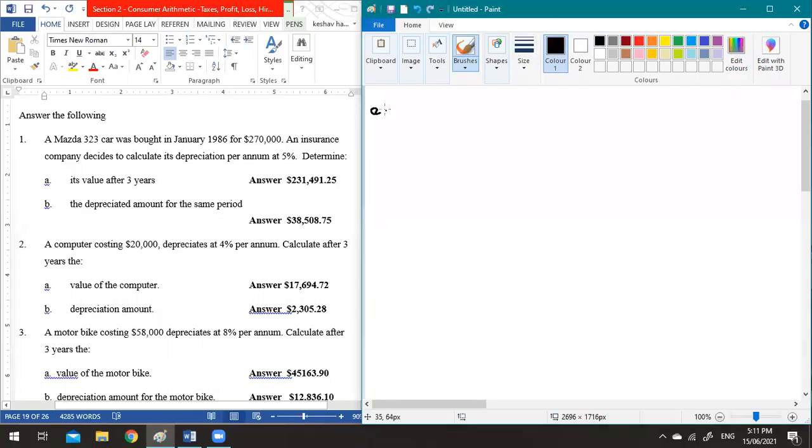Right, for example one. A Mazda 323 car bought in January 1986 for $270,000, right? So that's the principal value of the car or the initial value of the car. An insurance company decides to calculate depreciation per annum at 5%. So the rate of depreciation is 5% per annum or per year, right? Determine the value of the car after 3 years.